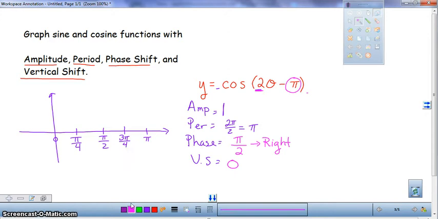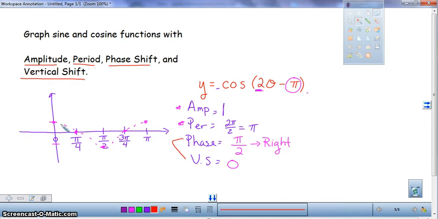I graph the amplitude and the period first. And I make that a dotted graph. So my amplitude is 1. The period is pi, which I got. And it's a cosine. So if I had nothing else, my amplitude and period together would be this dotted graph. But now I need to add in my phase shift and my vertical shift. Well, my vertical shift is nothing, so I don't need to worry about that. My phase shift says I need to go pi over 2 to the right. That means I need to take this point and move it pi over 2.